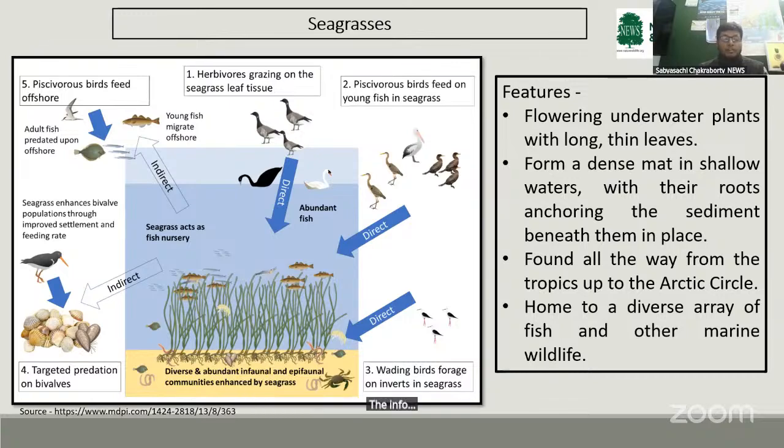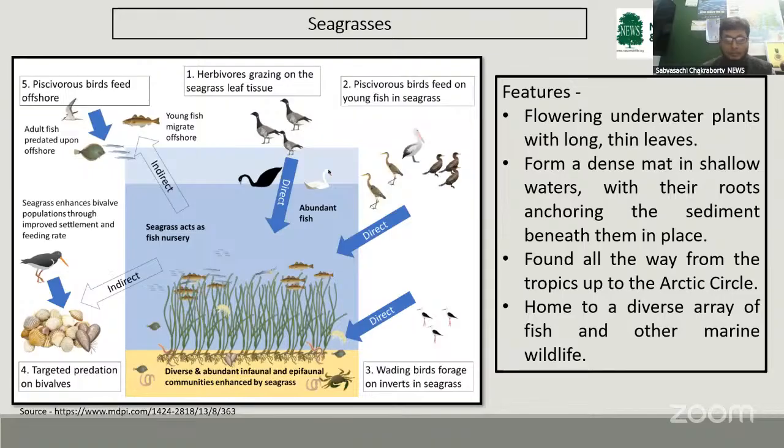The epifaunal, it has diverse, abundant epifaunal and infaunal communities. Crabs are there, the wading birds, they forage on the invertebrates in the sea grasses. The fishes, they feed on these small mussels or bivalves.